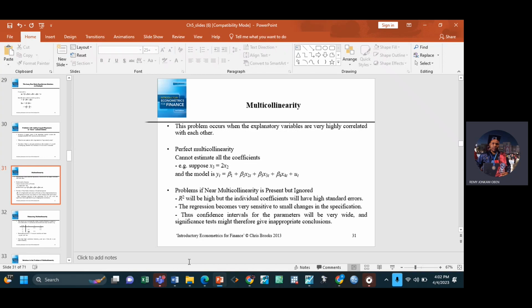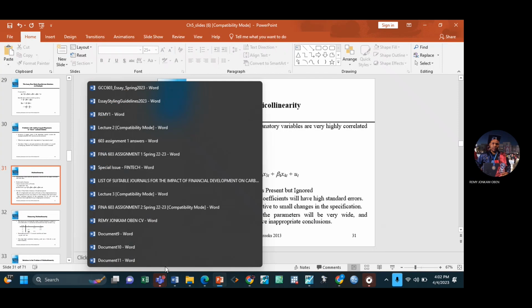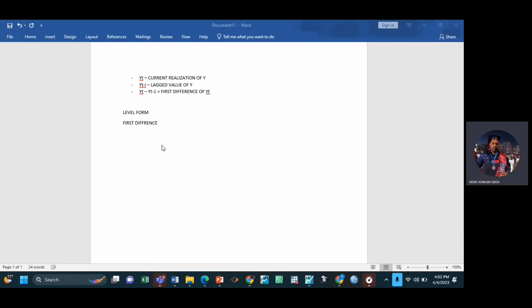Okay, with multicollinearity, we have two types. We have perfect multicollinearity, and we have less than perfect multicollinearity, but very high.